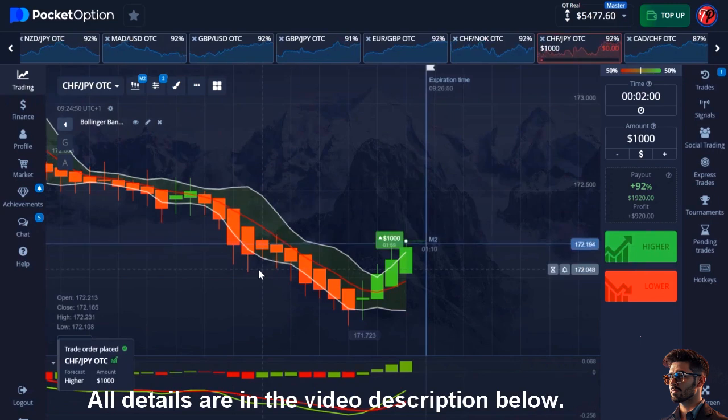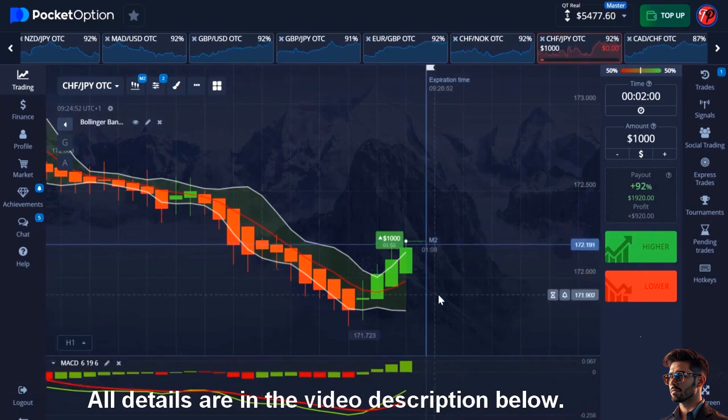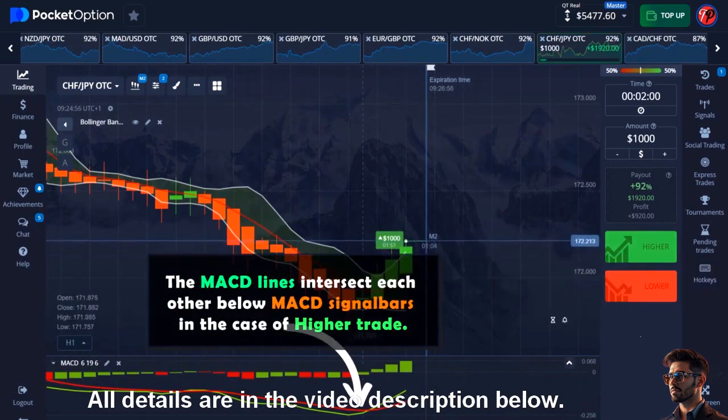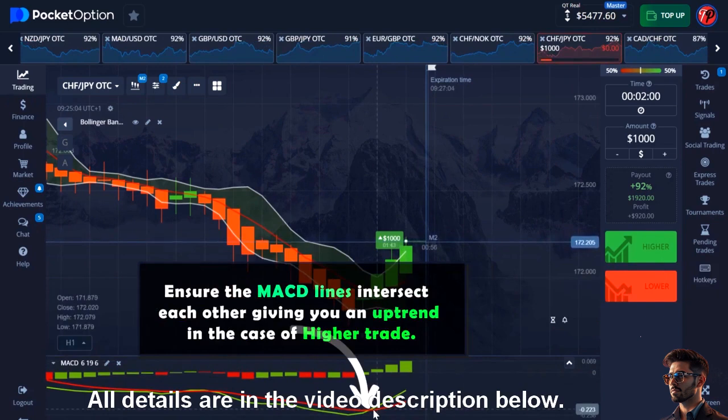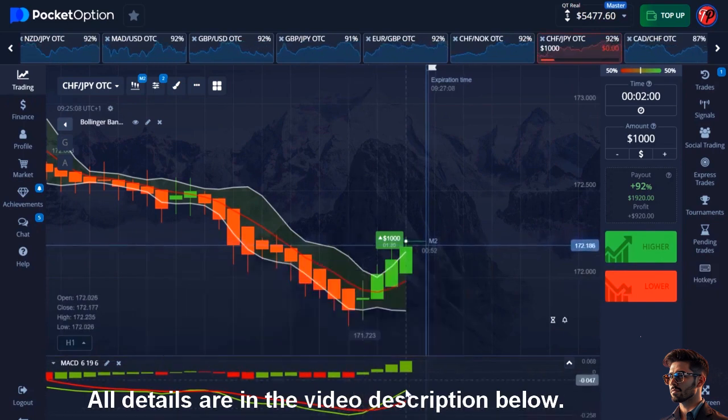So guys, over here, what you need to look out for anytime you're going for a higher trade, the number one thing is to always make sure that your MACD both line is actually below the signal bar. All right, so that's the number one thing. Another thing is to make sure that the both line actually intersect each other. You need to have the red and the green line intersect each other, giving you an uptrend confirmation.